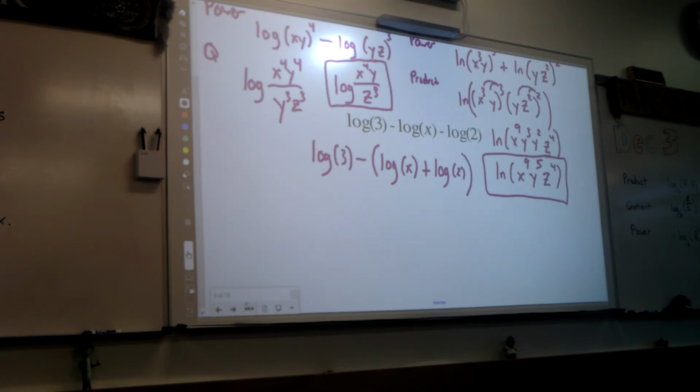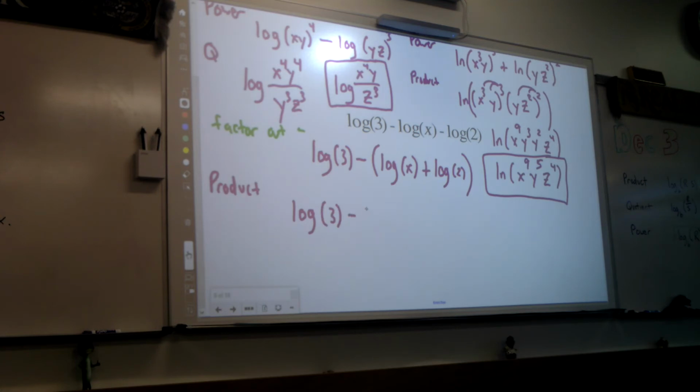So I'll put a little side note here, we factored out the negative. Okay, are you guys okay with that first step? What's going on inside the parentheses now? The product property, because they're adding, okay? So I'm going to do product property. So the log 3 just doesn't do much yet.